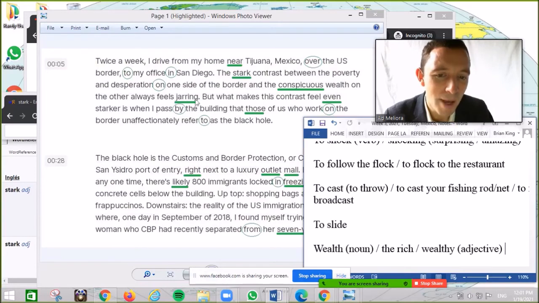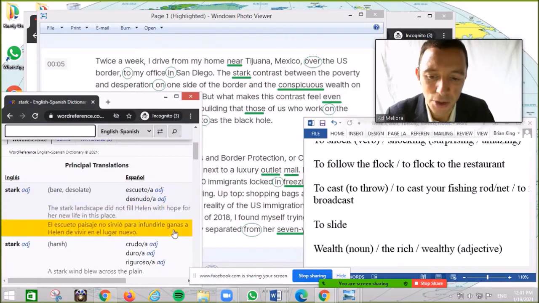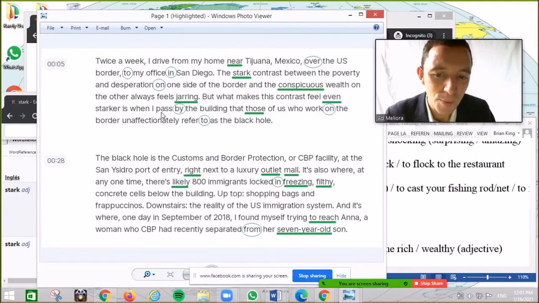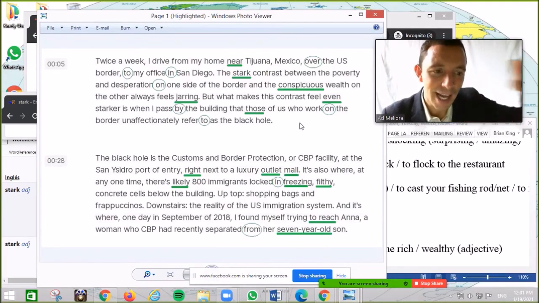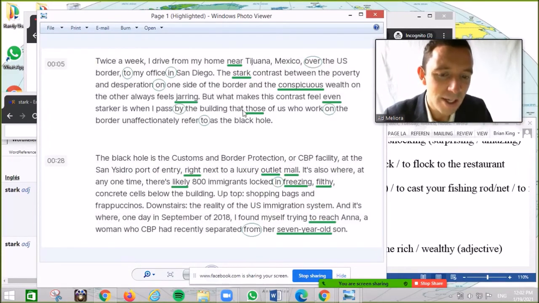Okay, but what makes this contrast feel even starker is like incluso más, and then the best translation for stark would be crudo, escueto. Más escueto, incluso. So even is incluso. Pass by is like al lado. So the preposition by, drive by, walk by is like beside, al lado. So by is very important for the preposition. Those, you remember in the introduction, it's plural. So singular this here, singular that there, plural these here, plural those there. So important word for sure.